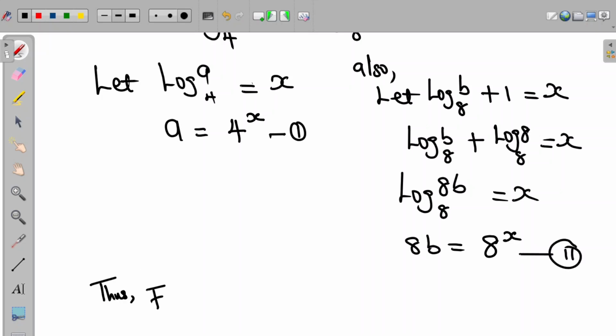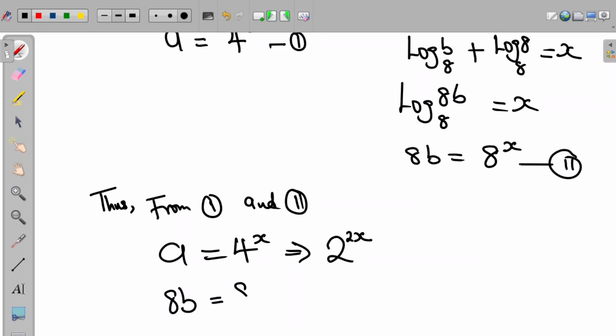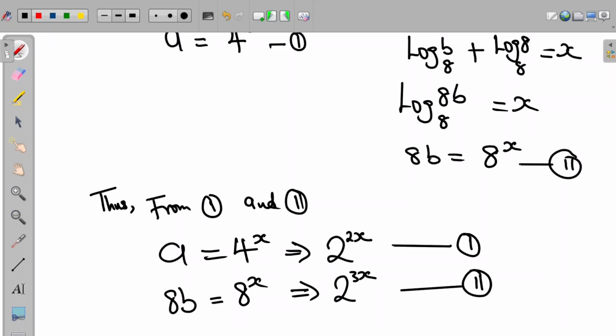From 1 and 2, we have that a is equal to 4 raised to the power of x, which can be expressed as 2 raised to the power of 2x. Also, we have that 8b is equal to 8 to the power of x, which can be expressed as 2 raised to the power of 3x. So here is equation 1, and here is equation 2.